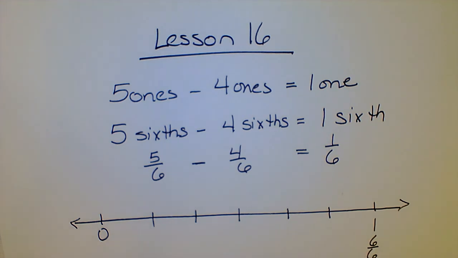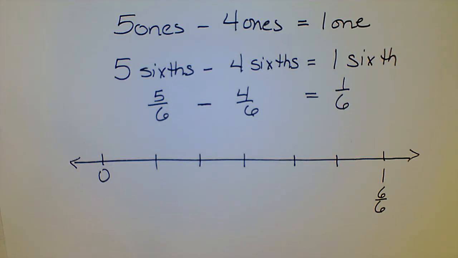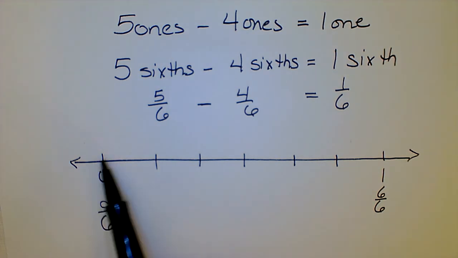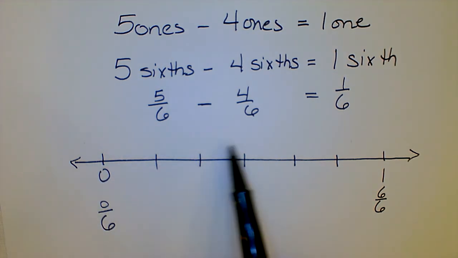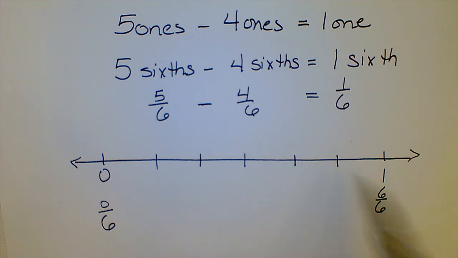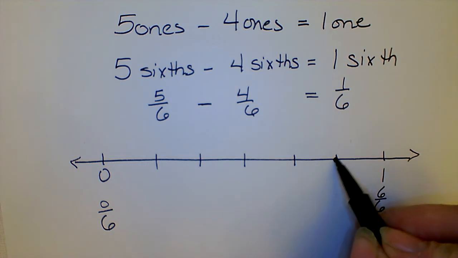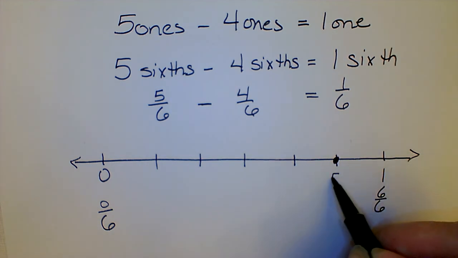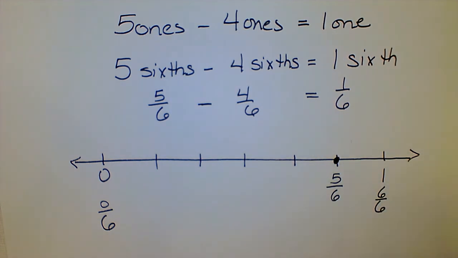I like to really emphasize that with you. Similarly, 0 would just be 0 sixths, and I want to make sure that you guys are clear on that. So now let's figure out where 5 sixths is. I'm going to go 1, 2, 3, 4, 5, and I always like to do it like that and hop. All right, so I have 5 sixths.